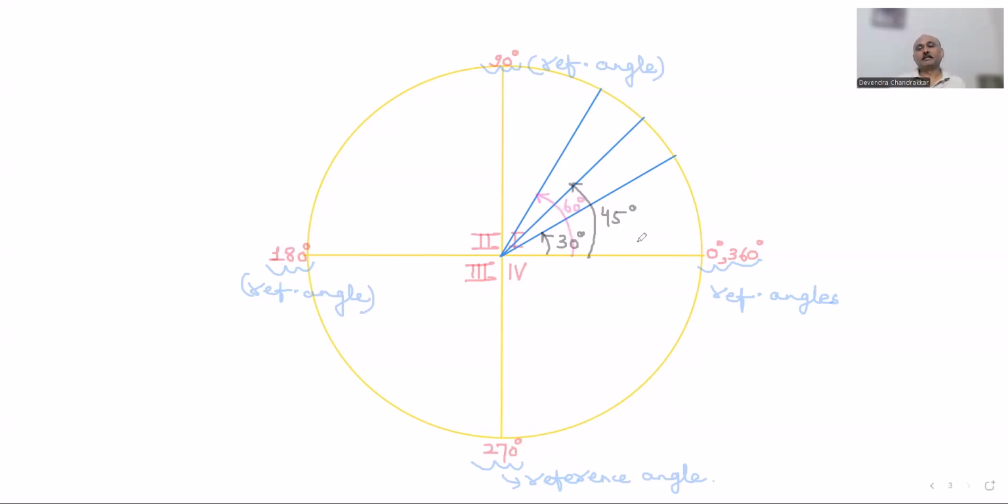So 30, 60 and 45 degrees. This is 30-degree angle. This is 45 degrees angle. This is 60 degrees angle. So these three angles are the standard.